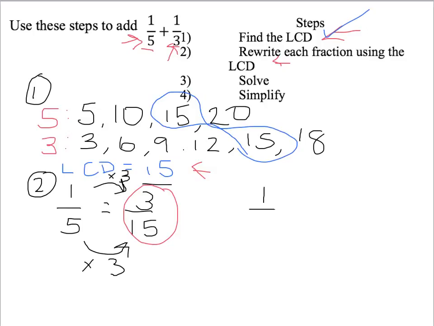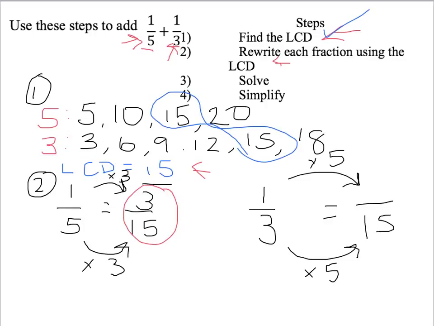Let's see if you were right. You take 1/3. We need to make it into something over 15. What times 3 gives us 15? It's 3 times 5. Whatever we did to the denominator, we have to do to the numerator. So we need to multiply the numerator by 5. 1 times 5 gives us 5. So our second fraction is 5 over 15. Great, now we're done with step 2. We have our two fractions, 3/15 and 5/15.